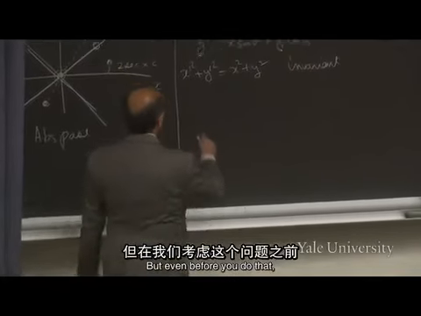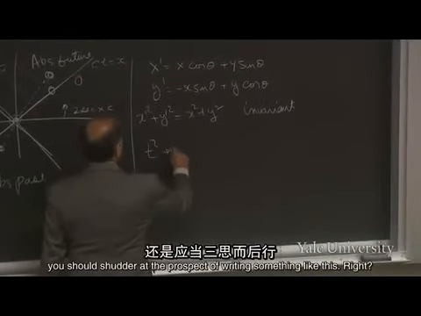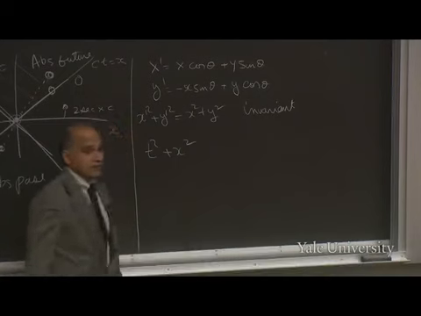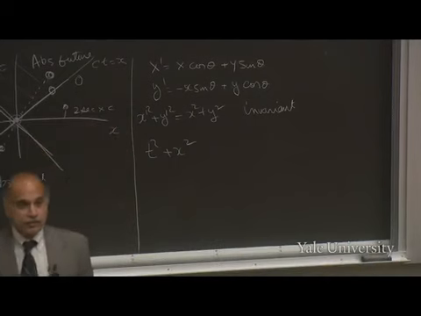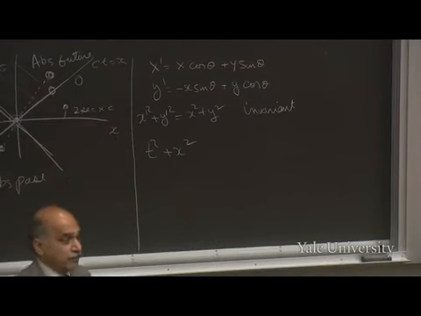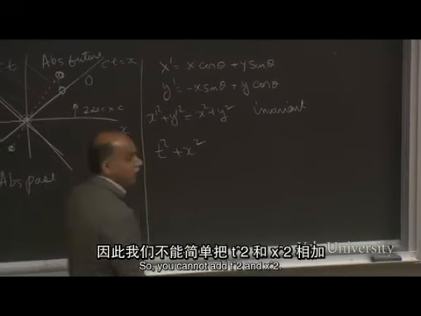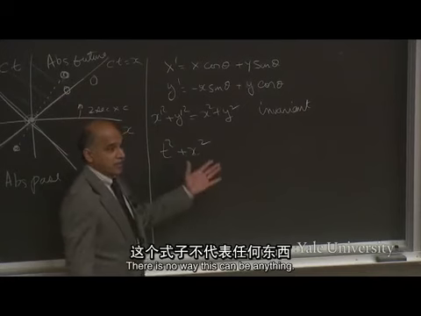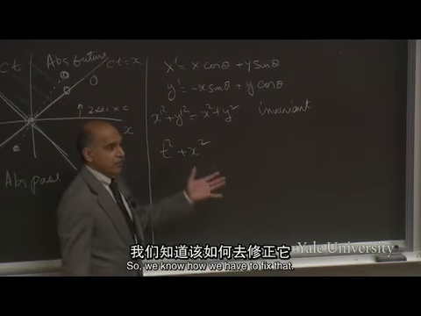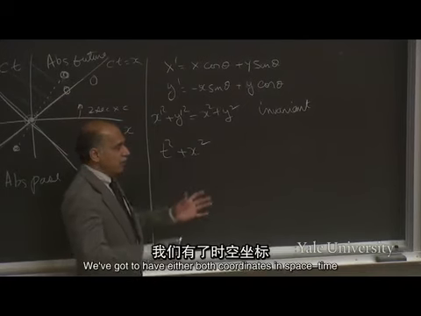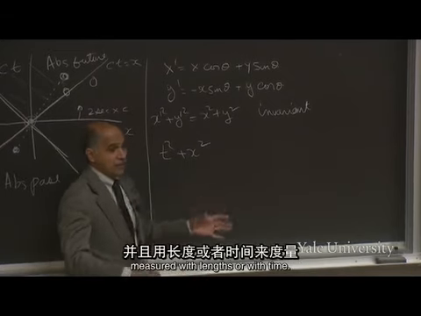But even before you do that, you should shudder at the prospect of writing something like this. Right? What's wrong with this? Good. So everyone's on top of the units game. So you cannot add t squared and x squared. There's no way this can be anything. So we know how we have to fix that. We've got to have both coordinates in space-time measured either with lengths or with time.